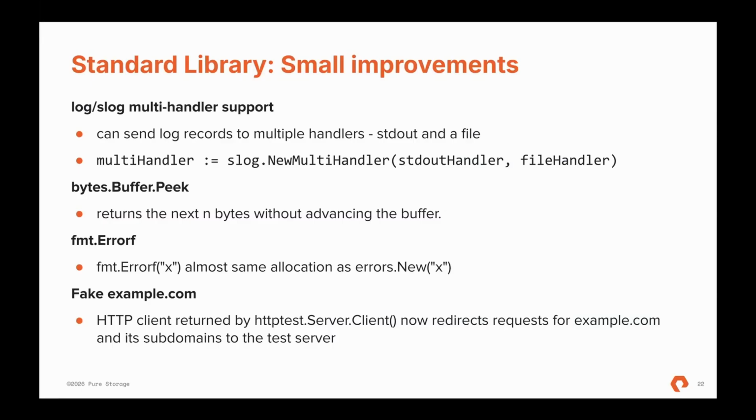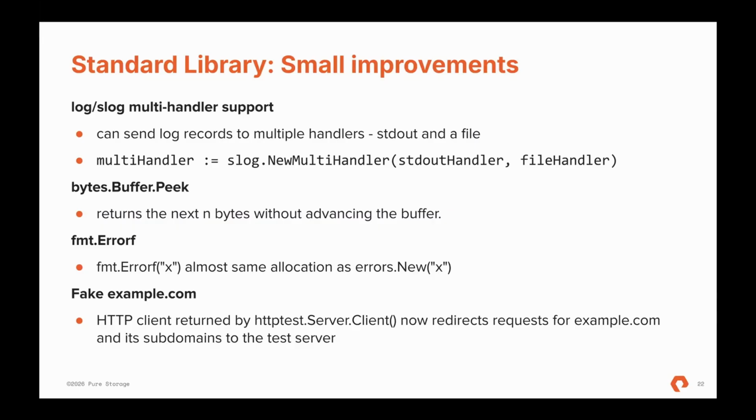Another optimization is in bytes.Buffer, the Peek method. Now it can return the bytes without actually advancing the buffer. So that's pretty cool. The fmt.Errorf function was optimized. Before it required a bit more allocation than the errors.New function, and in some code bases it was discouraged, when you were really thinking about performance, that if you didn't have a format string, you would use errors.New. But now the recommendation really is to use Errorf, and the allocation is almost the same. So there's no drawback if you use it, even if you have just a string without any formatting.